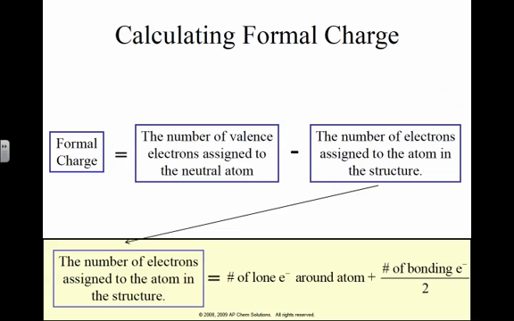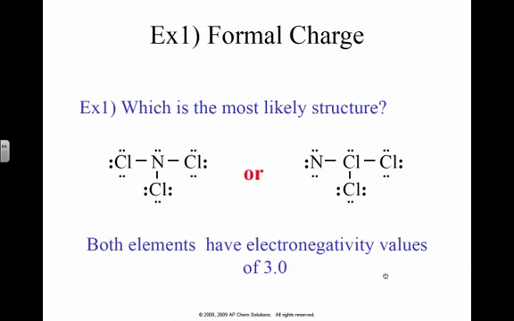For example, well, how do you calculate formal charge? Formal charge is equal to the number of valence electrons assigned to the neutral atom minus the number of electrons assigned to the atom in the structure, or what I like to call the number of electrons touching it. I'll show you that in just a second. This number is also equal to the number of lone electrons around the atom plus the number of bonding electrons divided by 2. So, which is most likely the structure for NCl3?